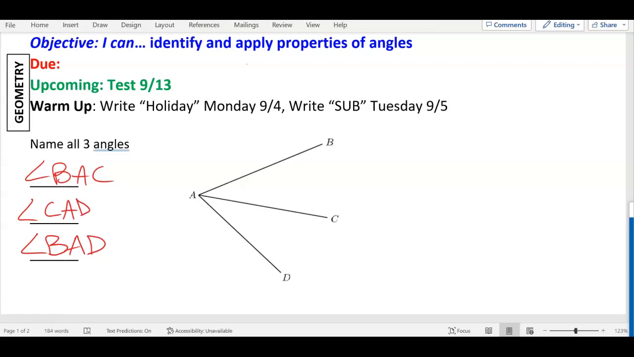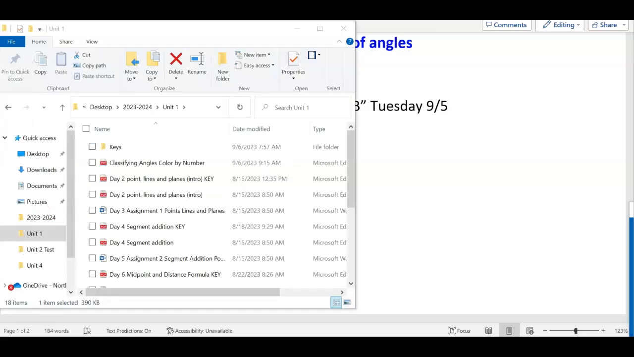So mixture, pass this back. Ready? Dang it. Dropped my pen. All right, here we go. If I can pull this up.